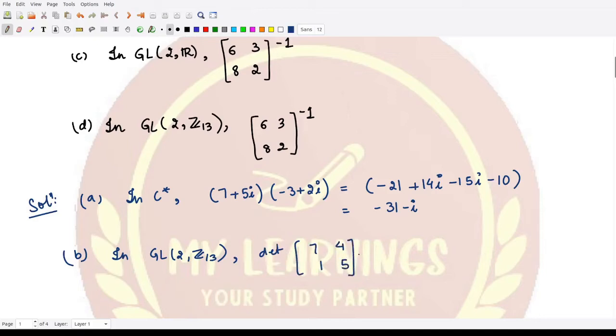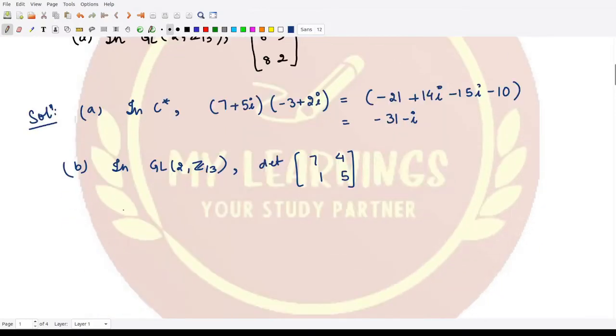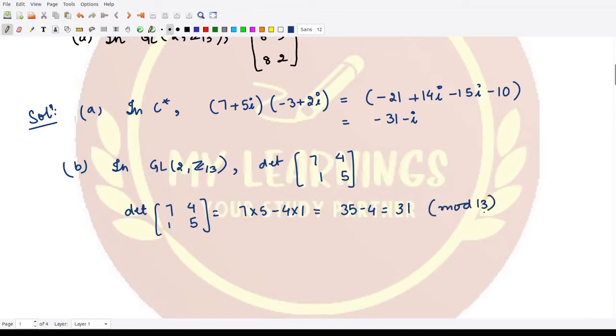So what would be the determinant? You can very easily compute it. You know how to calculate the determinant in the usual sense. It is 7 into 5 minus 4 into 1, right? So what is the value? It is 35 minus 4, which is equal to 31. But because we are in Z13, we want to calculate it under mod 13. So when you divide 31 by 13, you would have the remainder 5, right? So this would be equivalent to 5 mod 13. So 5 is the answer. 5 is the determinant in this particular case, right? Let's move on to the third part here.